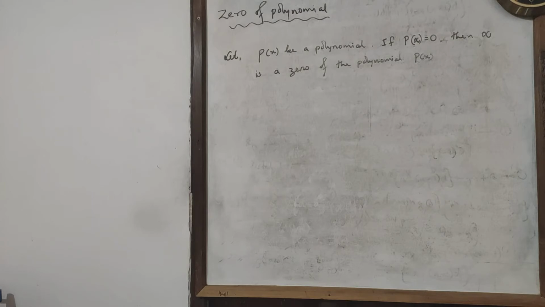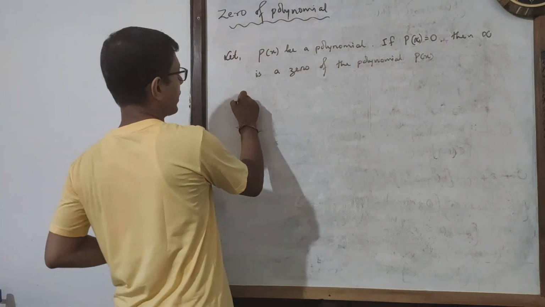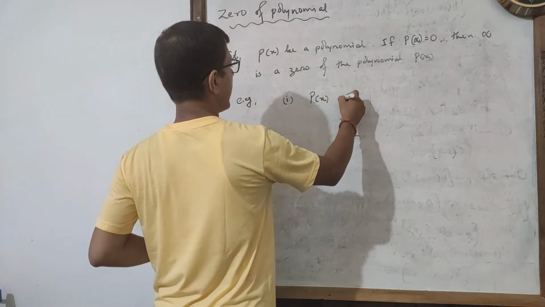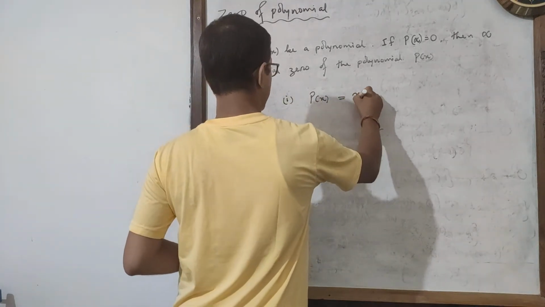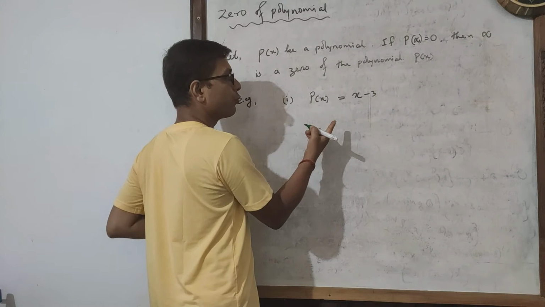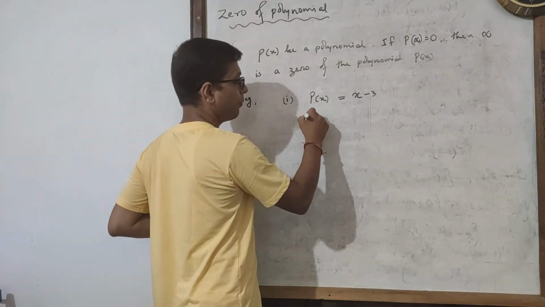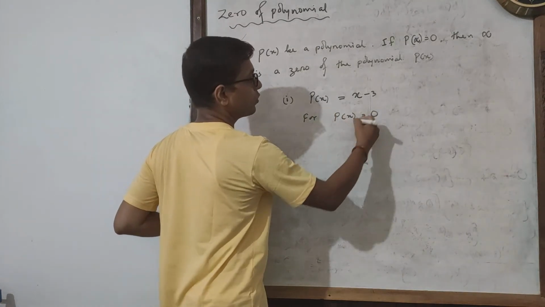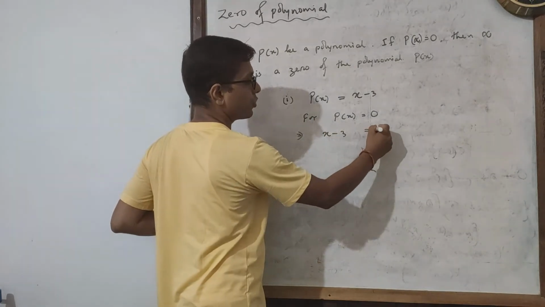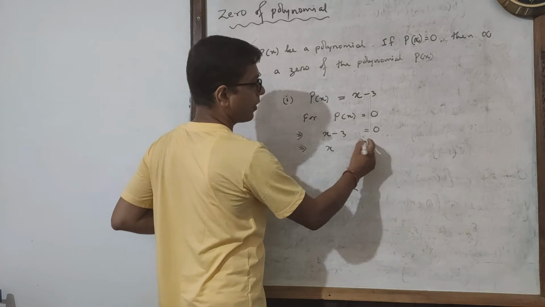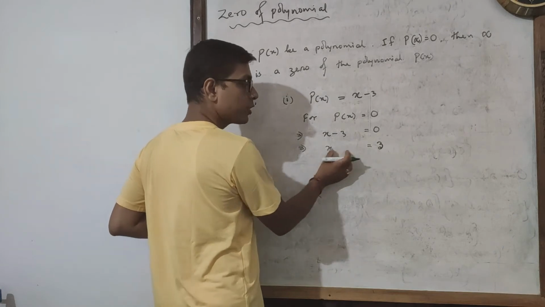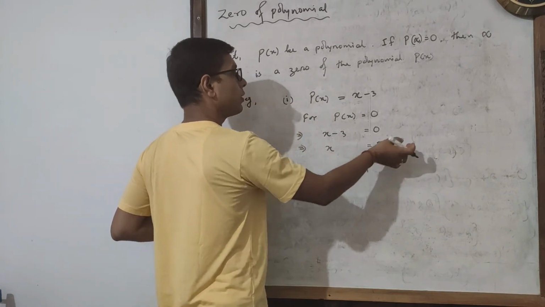Understood what I said? Say for example, we are considering a very simple polynomial. Suppose p(x) equals x minus 3. You are asked to find the zero of this polynomial. Therefore, we need p(x) equals 0. We need to solve the equation x minus 3 equals 0. So, x will be what then? Minus 3 would go that side, so it will be plus 3. So, x equals 3. Got it? X value is 3. That means this 3 is called the zero of the polynomial.